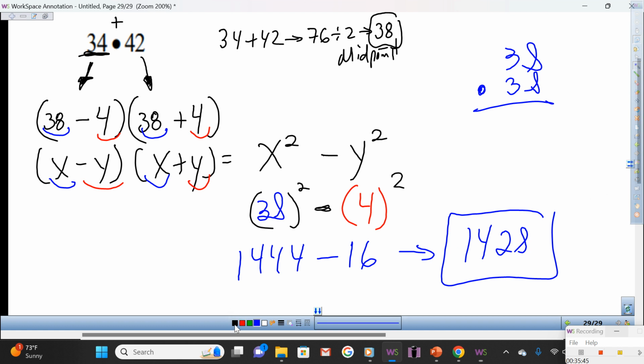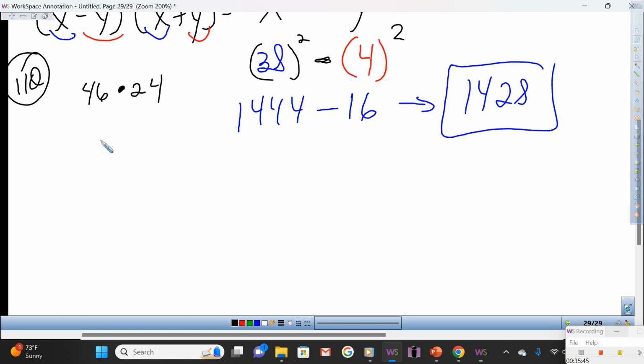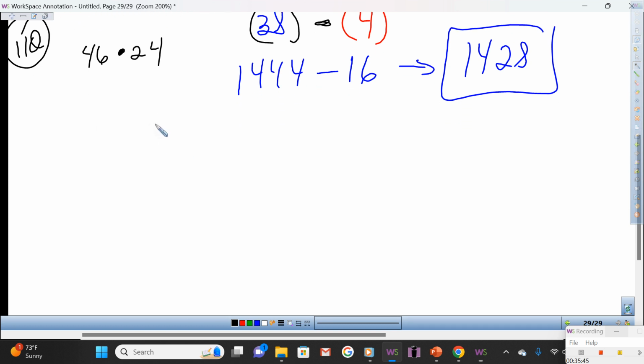11? So 11 cubed. I'm going to give you two numbers again. Here we go. Let's do 40, give me a number. 6 times 24. Find me the midpoint. See if you remember without looking at your notes. Find the midpoint and rewrite this as two binomials. Midpoint and two binomials. Go.